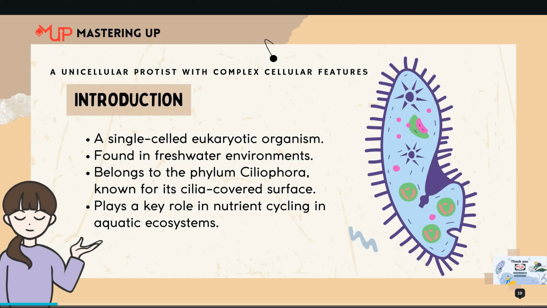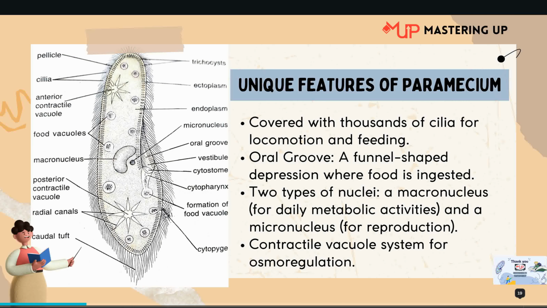Paramecium is a single-celled eukaryotic organism found in freshwater environments. It belongs to the phylum Ciliophora, known for its cilia-covered surface. It plays a key role in nutrient cycling in aquatic ecosystems. Now let's see the unique features of paramecium.